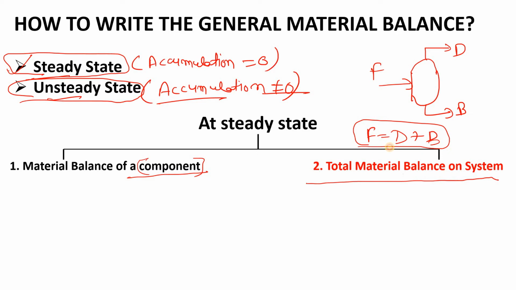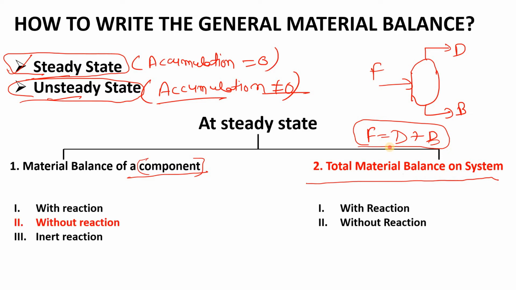Got the point? Now it is also further classified, and the classification is like this: material balance of a component with reaction, material balance of a component without reaction, and material balance of a component with inert. Mainly the inert comes under the without reaction, but we are considering it here as a separate subgroup, no problem. And the total material balance is also classified into two subgroups, that is, total material balance with reaction, and total material balance on the system without reaction. I hope you do not have any doubt till now.